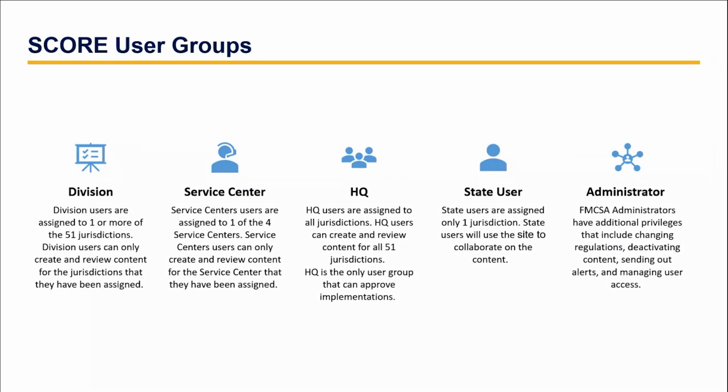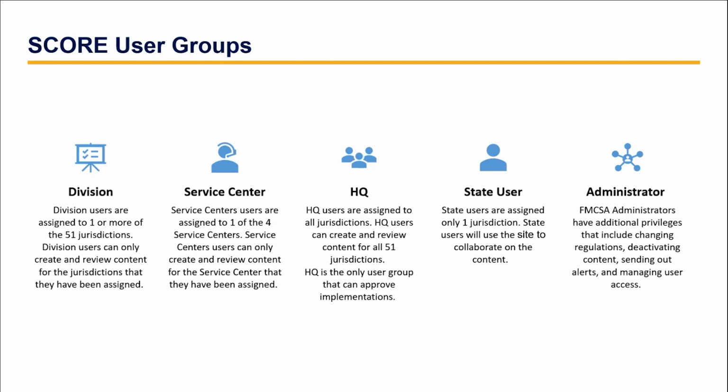What are the different users in the SCORE system? They are division users, there are service center users, there are HQ users, state users, and the SCORE admin. Division users are assigned one or more of the 51 jurisdictions that are there, and they can also create or review content for the jurisdictions that they are assigned. Same for the service center. Service centers can also view or create content that they are assigned to.